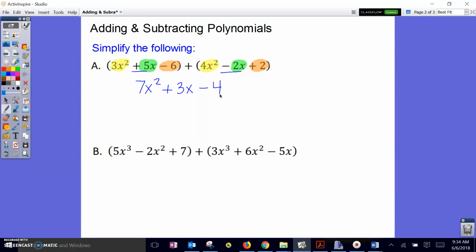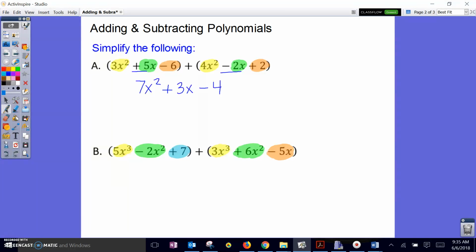All right, let's look at the second example on this page. Again, I'm going to look through and identify the like terms. We've got x cubes in the first polynomial and x cubes in the second. We've got x squareds in the first polynomial and x squareds in the second. We've got x's in the second, but there aren't any in the first. And we've got a constant in the first, but no constant in the second.